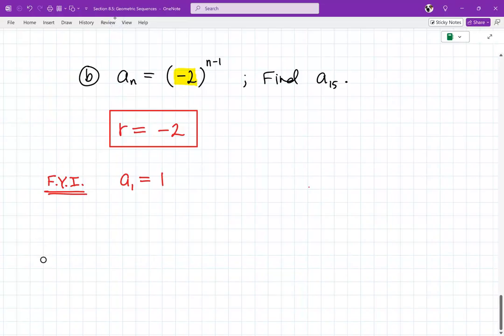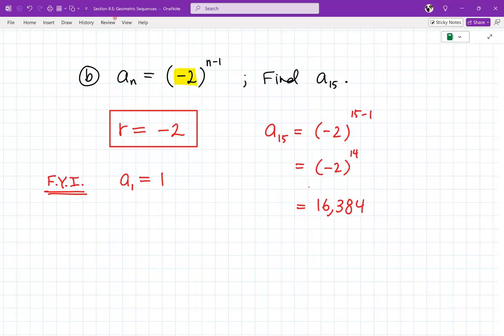All right, now let's go ahead and find a sub 15. So a sub 15 is equal to (-2) to the 15 minus 1. Well, that's (-2) to the 14th. Now, guys, notice there's a parenthesis around it. When you do this on a calculator, please put the parenthesis around it. Anytime you take a negative number to a power, put it in parentheses, or else the power may not apply properly. So (-2) to the 14th comes out to 16,384. So that's a sub 15. If you don't put the parenthesis around it, your answer will come out negative, and that's incorrect.